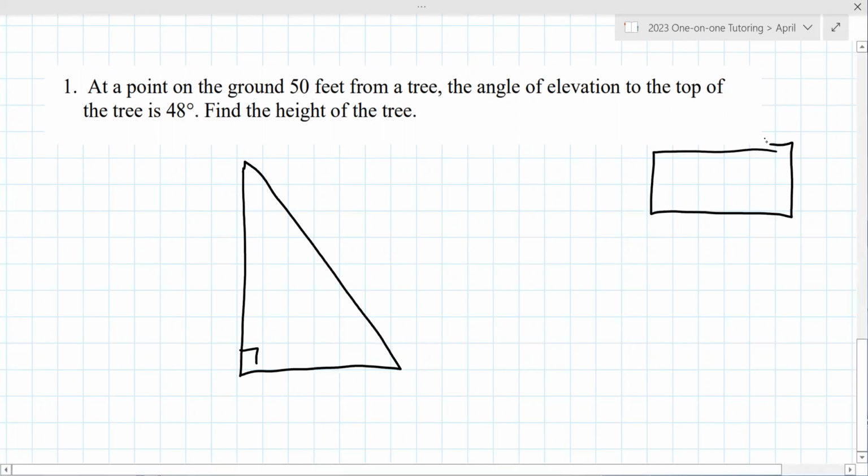From a point on the ground 50 feet from the tree, the angle of elevation to the top is 48 degrees. Find the height of the tree. So it will be opposite over adjacent. So I know I will need to divide. So I will do 15 divided by tangent 48.